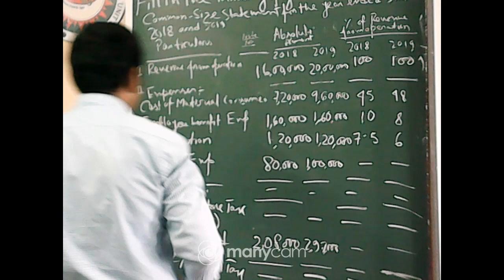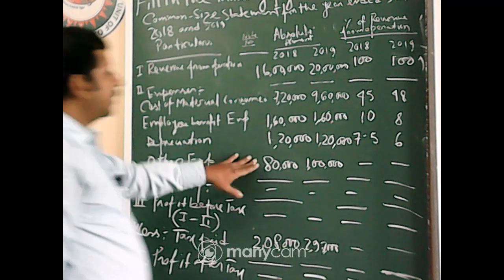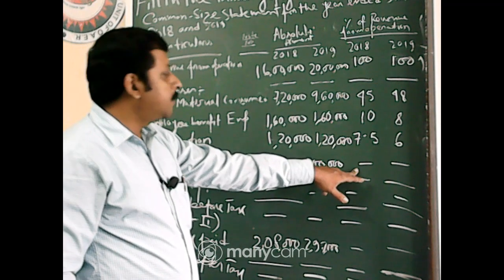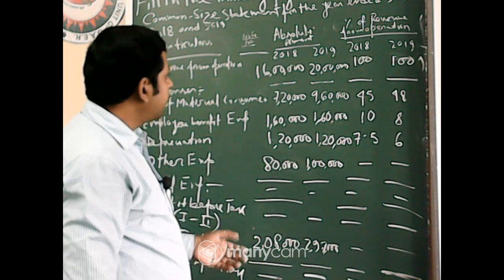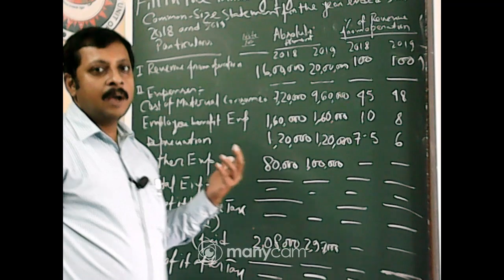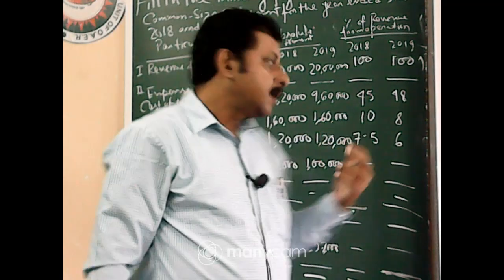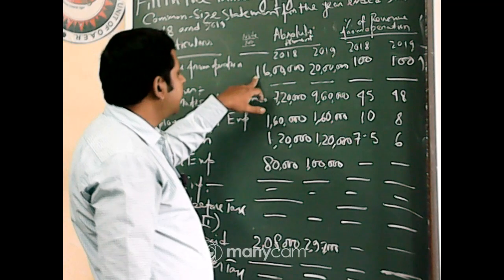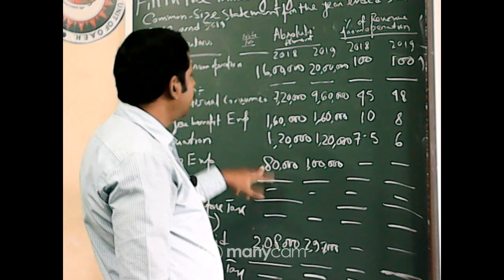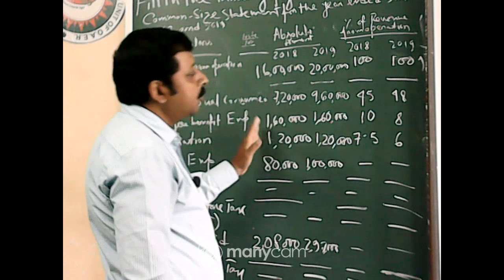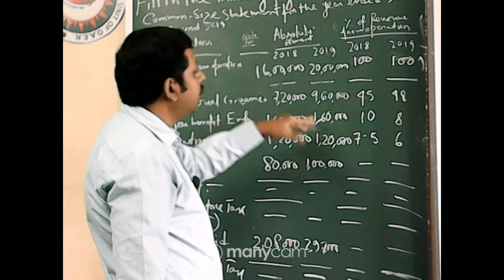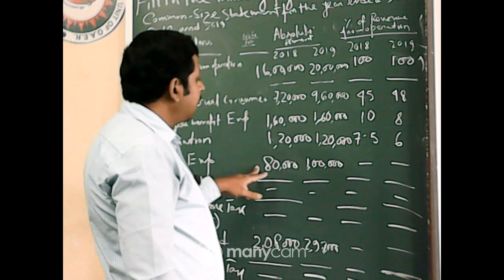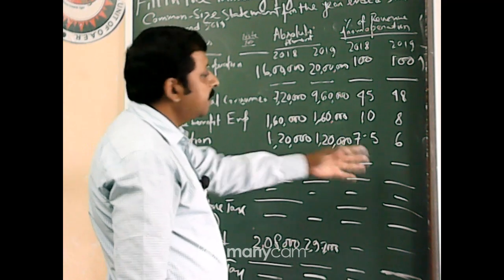Other expenses are 80,000 and 1 lakh, but this time no percentage is given. You can easily calculate the percentage as you did in the previous problem. The simple formula: 80,000 divided by 16 lakh, what is the percentage? In the earlier items the percentage was given and the absolute figure was not, so you directly calculate the absolute figure. But in the case of other expenses, the percentage is not given.